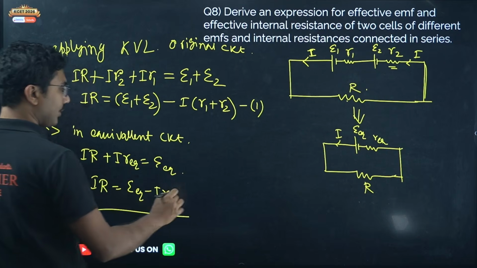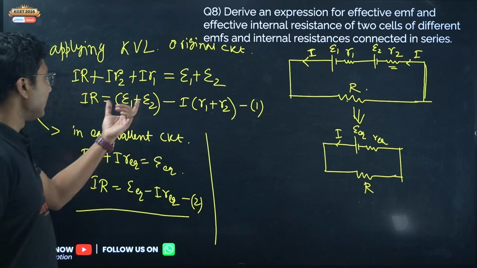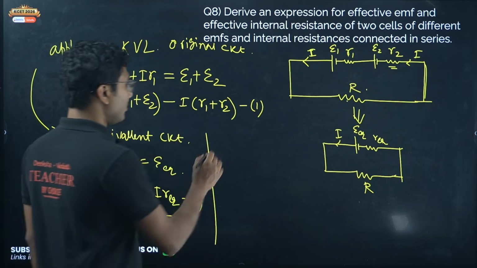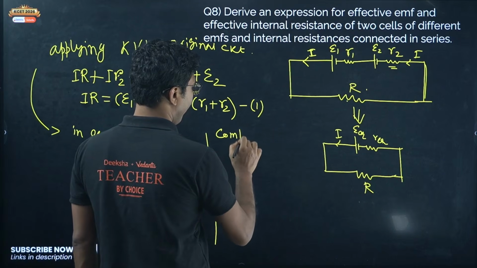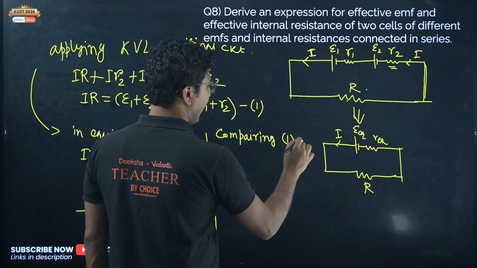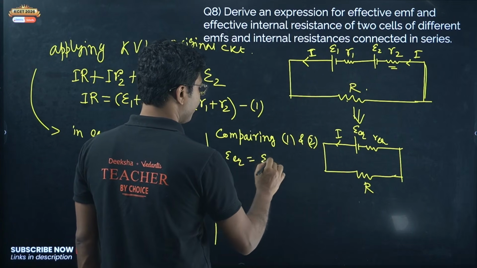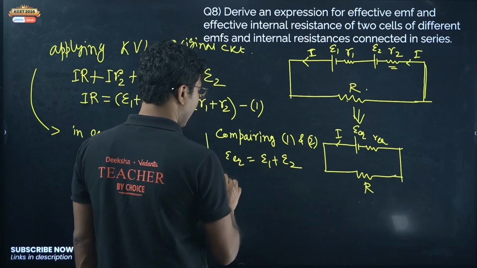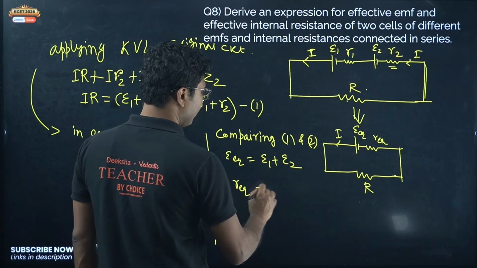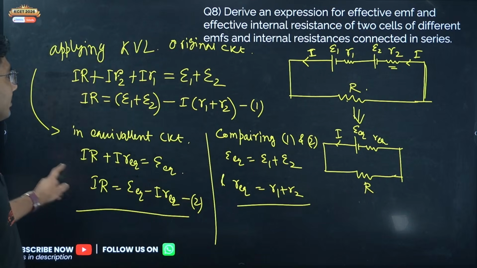Now if you compare equation 1 and equation 2, what do you get? Obviously this must be equal to this. So comparing 1 and 2, epsilon equivalent equals epsilon 1 plus epsilon 2, and R equivalent equals R1 plus R2. Very simple, easy derivation. Let's move on.